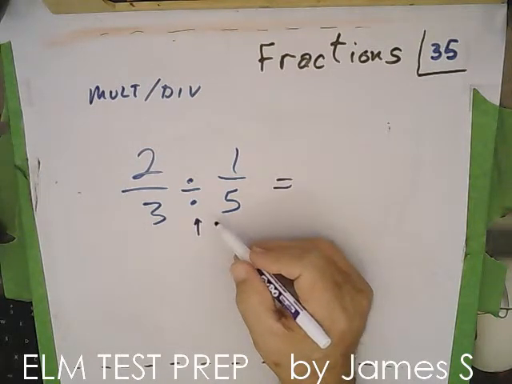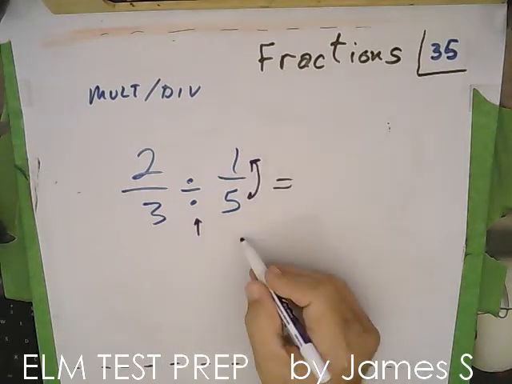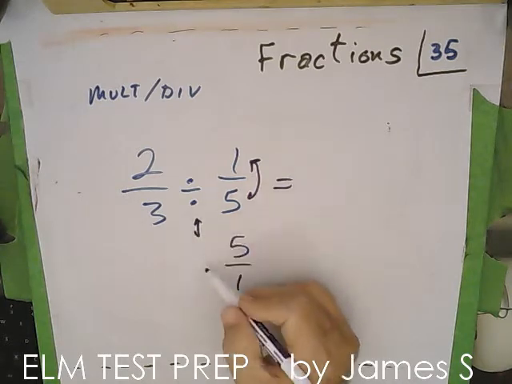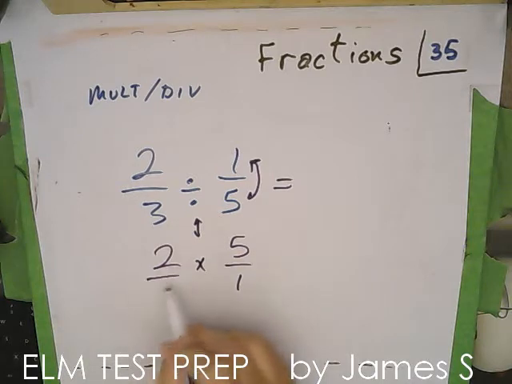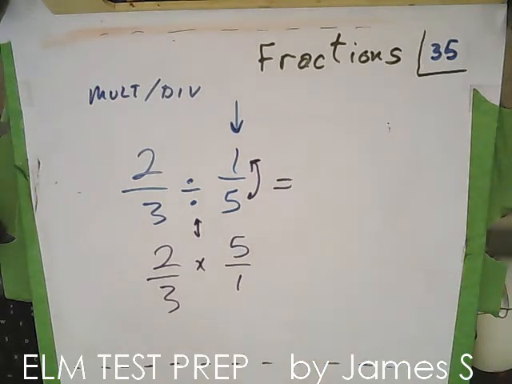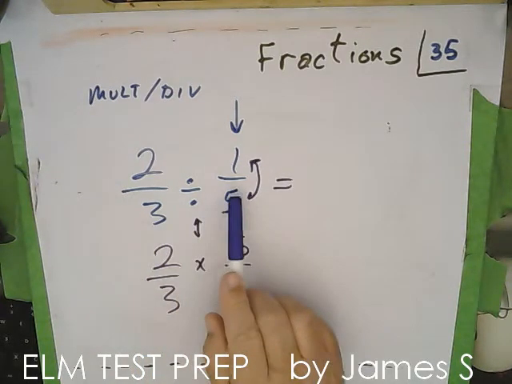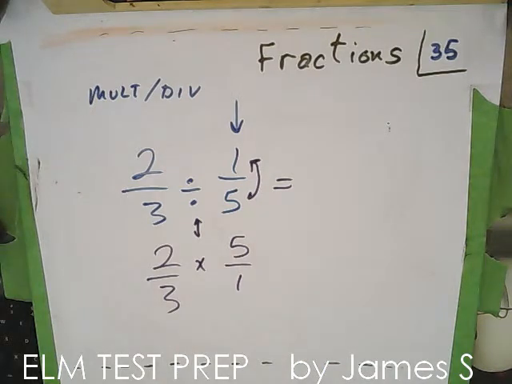What I'm going to do is invert this. Turn it upside down, make it 5/1. And then I'm going to invert the division sign to a multiplication sign. Now, the key is you invert the divisor, or the term that you're dividing by, which is the second number. This is 2/3 divided by 1/5. So the divided by part is what I'm going to flip or invert.